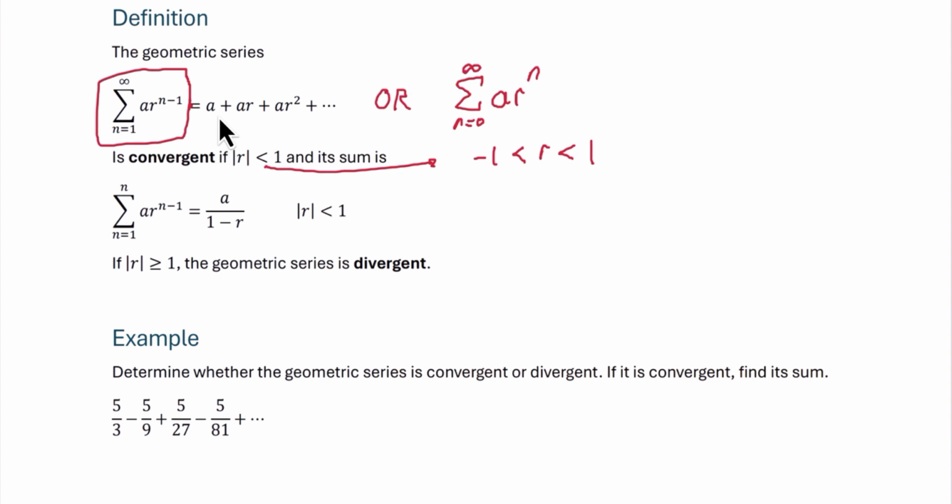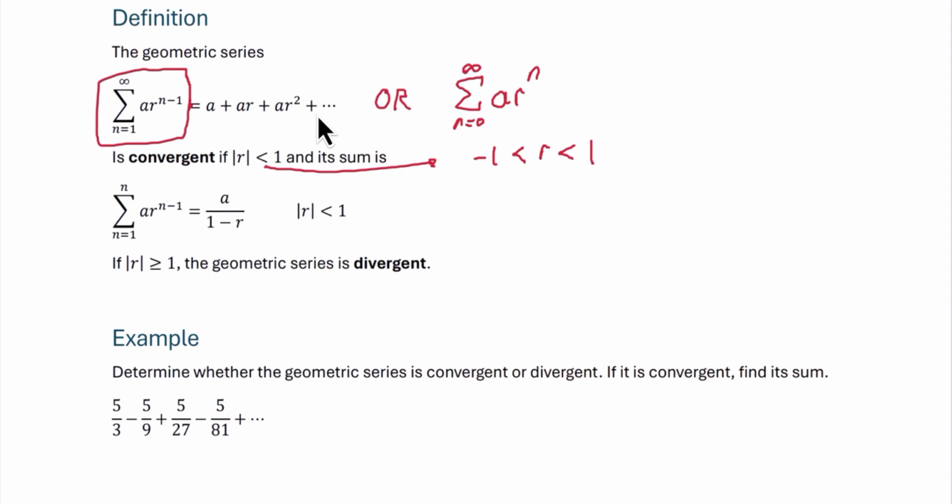If r is equal to 1, we'll have a plus a plus a plus a plus a, and it's going to continue to get bigger and bigger and bigger. Or if r were 2, we would have a times 2 plus a times 2 squared plus a times 2 cubed, and you're going to continue to get bigger and bigger numbers. It's going to diverge. So the only time we can have a series like this that is going to converge is when these terms are getting smaller.